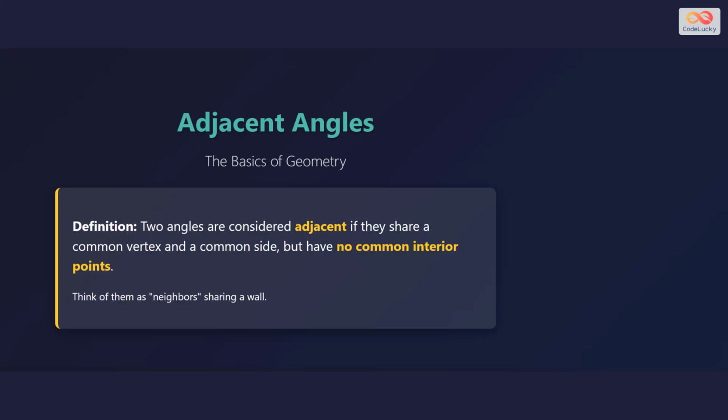Hello and welcome. Today we are exploring adjacent angles. This is a fundamental concept in geometry. Simply put, two angles are adjacent if they are right next to each other. They share a common vertex and a common side, but crucially, they do not share any interior points. Imagine them as neighbors who share a common wall but live in separate houses.